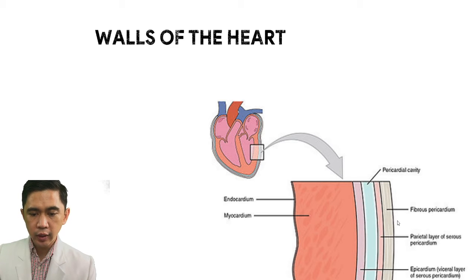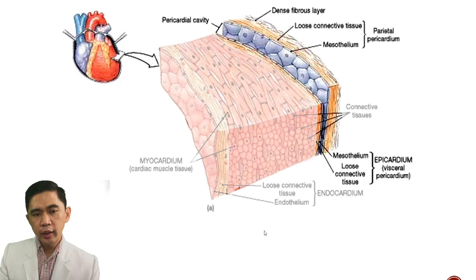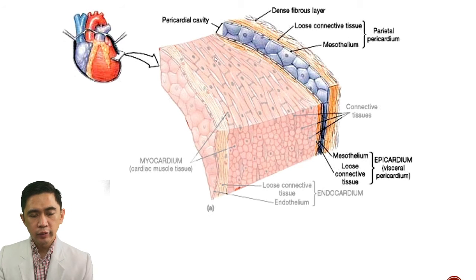Okay, this is pericardium, and this is already the wall of the heart. After the epicardium, we have the myocardium. From the word itself, myo, it means that it is composed mostly of muscles. And we have the endocardium, which is the inner layer, which is found inside the heart. And this is another view of the walls of the heart. This is the fibrous pericardium. There's a layer after it.